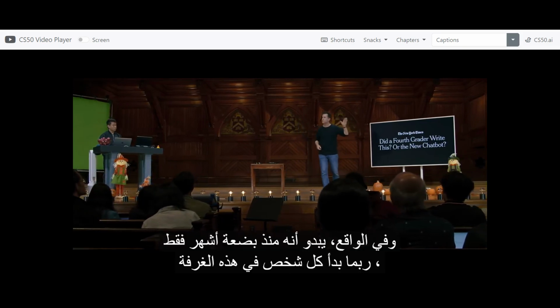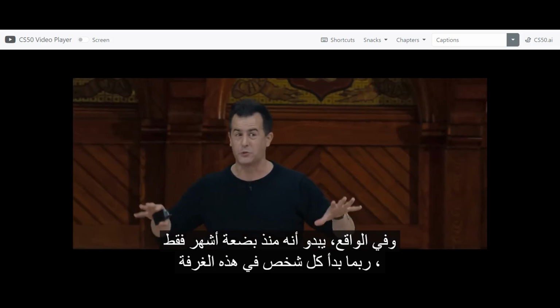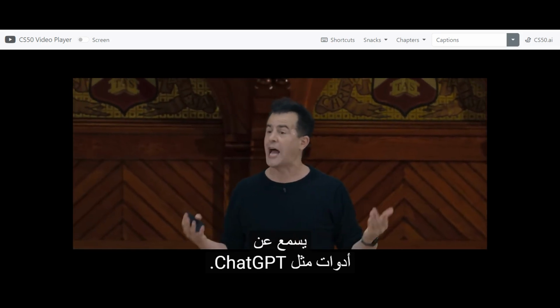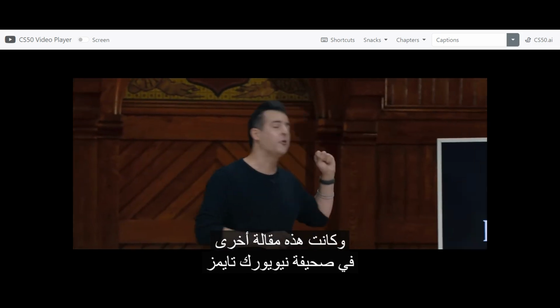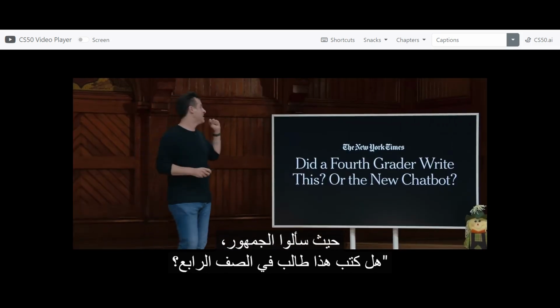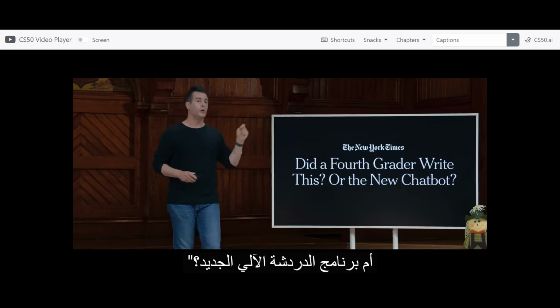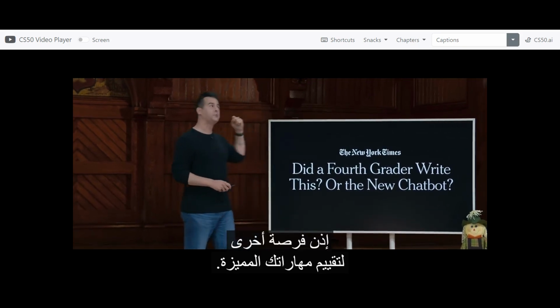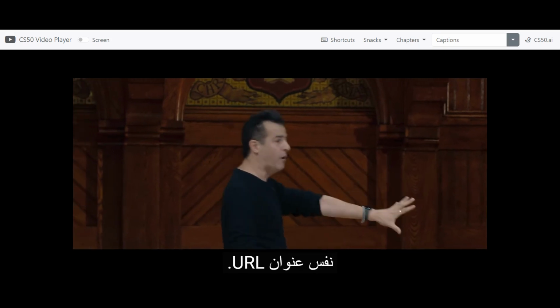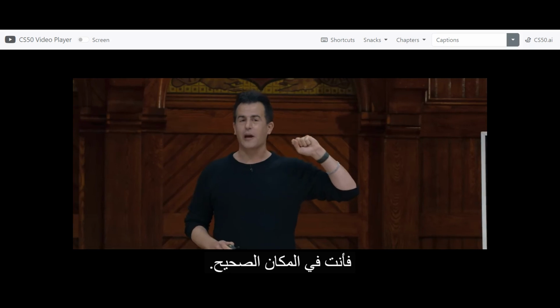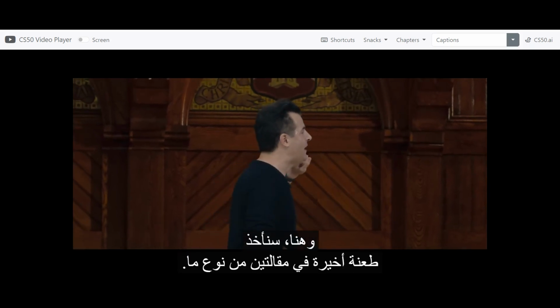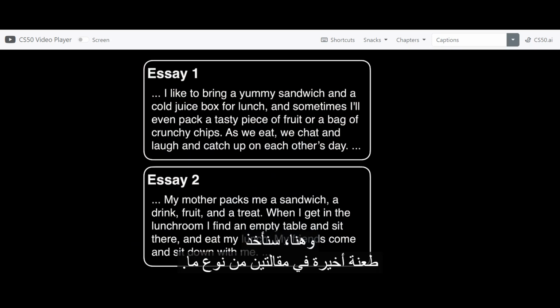And in fact, it seems just a few months ago, probably everyone in this room started to hear about tools like ChatGPT. So we thought we'd do one final exercise here as a group. This was another piece in the New York Times where they asked the audience, did a fourth grader write this or the new chatbot? So another opportunity to assess your discerning skills. So same URL. So if you still have your phone open and that same interface open, you're in the right place. And here we'll take a final stab at two essays of sorts.